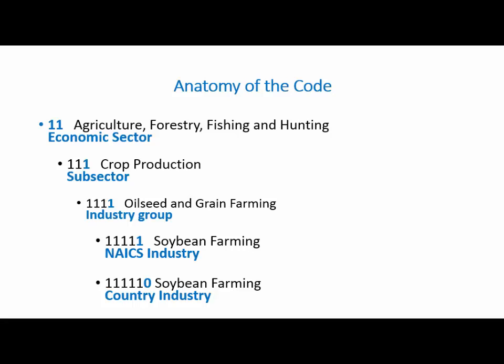The 5th digit is the NICS industry, and the 6th digit is the country industry, both of which are soybean farming. Sometimes the 6th digit, the country industry, will be 0. When this happens, it's the same as the title above it. That is the NICS industry. Other times, it will actually have a digit, and there will be more than one in the country industry.